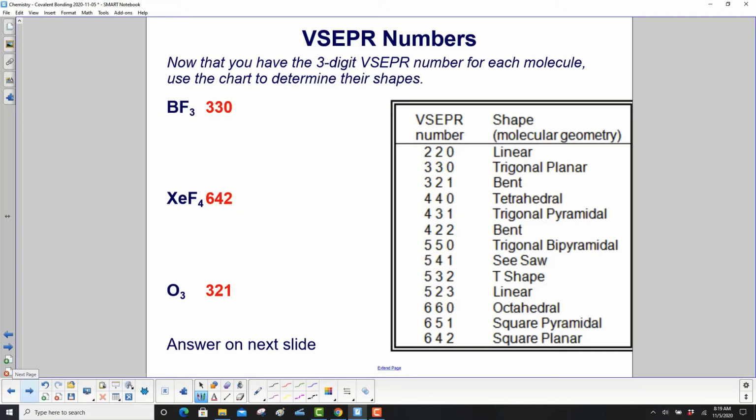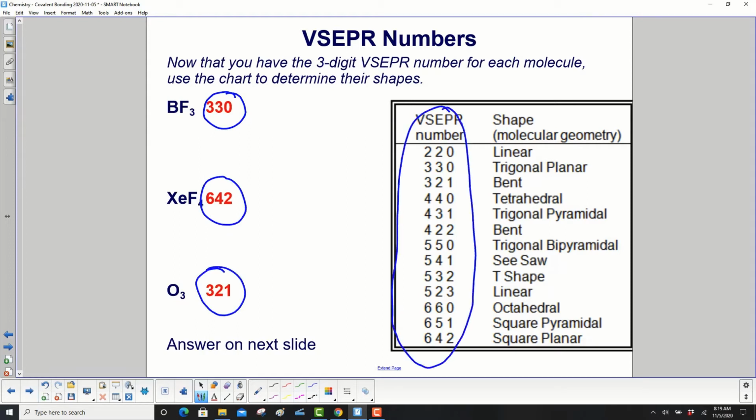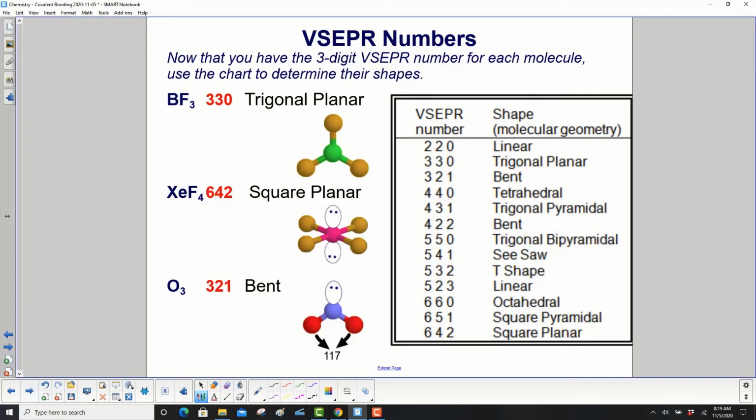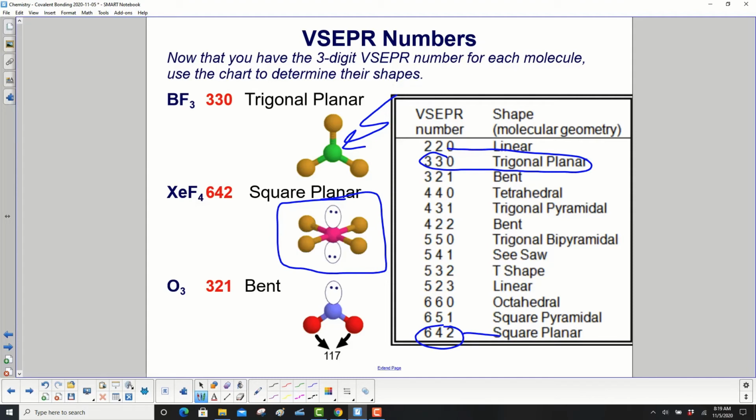Now that you have the 3-digit VSEPR number for each molecule, use the chart to determine their shapes. So you have your 3 digit number here. You want to look over in this column, and then move over to the right to find the shape. The answer will be on the next slide. So our 330 is a trigonal planar right over here. 642 down here, that's a square planar, which looks like this. And then finally 321 is bent.